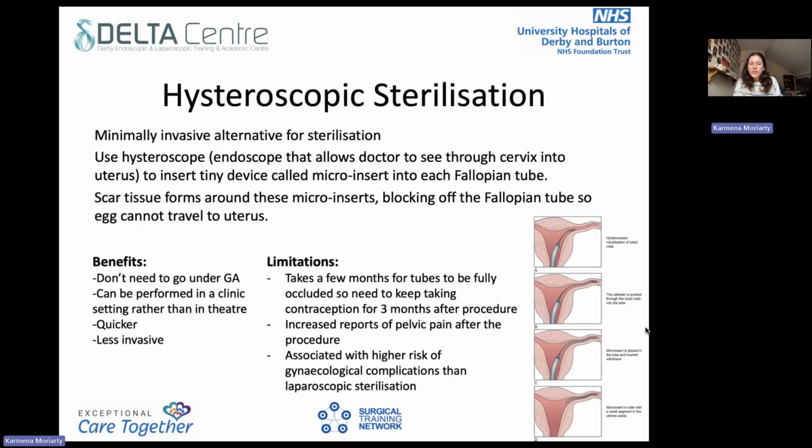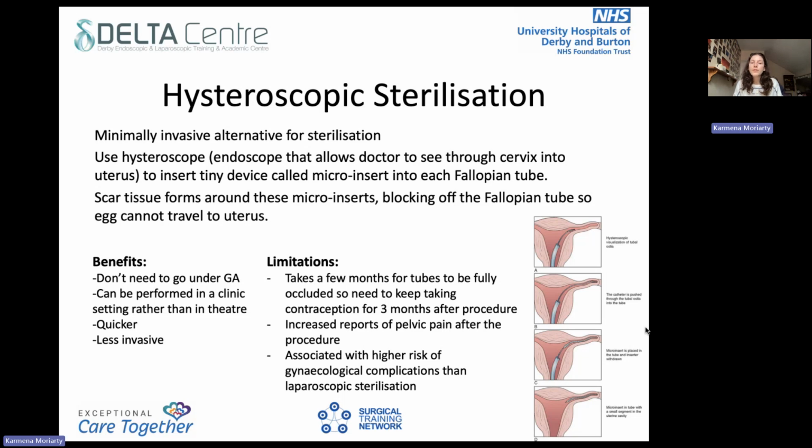So hysteroscopic sterilisation, I just wanted to touch on briefly. This is a minimally invasive alternative for sterilisation, and it works a bit differently. They use a hysteroscope, which is a camera that goes through the vagina and the cervix and then the uterus. And they use this to insert tiny coils called microinserts into each of the fallopian tubes. These microinserts then cause an inflammatory reaction, causing scar tissue to form around these coils, which blocks off the fallopian tube. So again, the egg cannot travel from the ovary to the uterus.